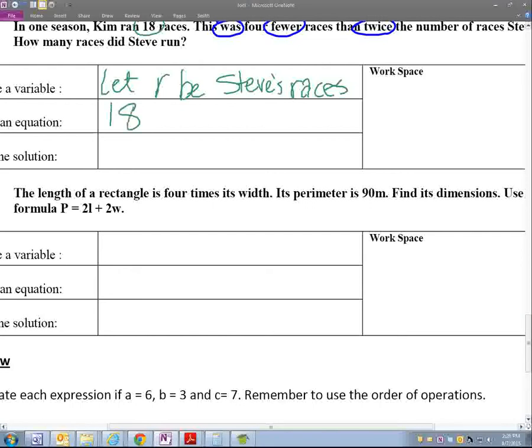So we have 18 is 4 fewer. Now 4 fewer, would that be a positive or a negative integer? Yeah, negative integer. So I can write it this way as well if I'm writing it directly in order. 4 fewer. So it's a -4. Then twice, and twice is a positive integer, the number of races Steve ran. So it's going to be twice the number of races that he ran. So it's plus 2r. And as a side note, I could also write this side 2r plus negative 4 or 2r minus 4.